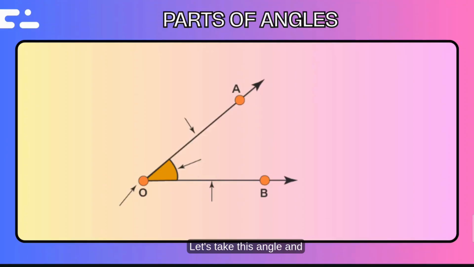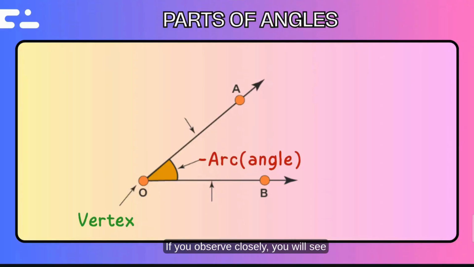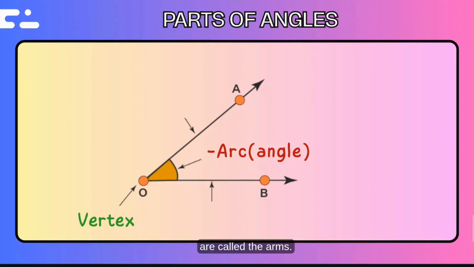Let's take this angle and identify the vertex. It is clearly O. Observe the arc and the yellow mark which represents the angle. If you observe closely, you will see that this arc is touching both the rays or the lines at two different points. Observe how it is touching OA as well as OB. That means for angle formation, we need two rays. And these two rays are called the arms. So this one is called OA, the arm, and OB, the second arm of this angle.